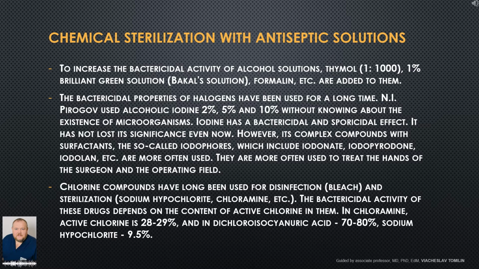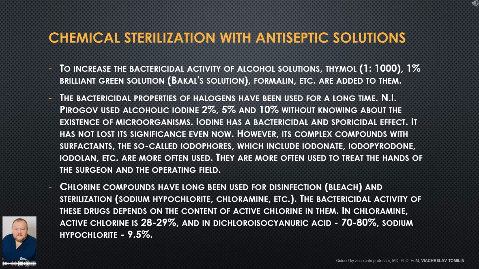The bactericidal properties of halogens have been used for a long time. Pirogov used alcoholic iodine 2%, 5% and 10% without knowing about the existence of microorganisms. Iodine has a bactericidal and sporicidal effect. It has not lost its significance even now. However, its complex compounds with surfactants, the so-called iodophores, which include iodonate, iodopyridine, iodolin, etc., are more often used. They are more often used to treat the hands of the surgeon and the operating field.